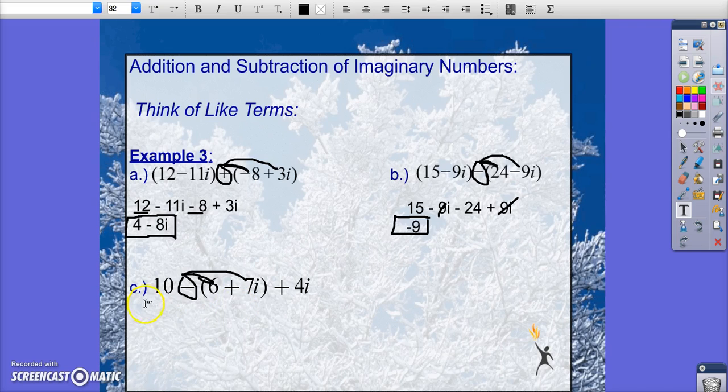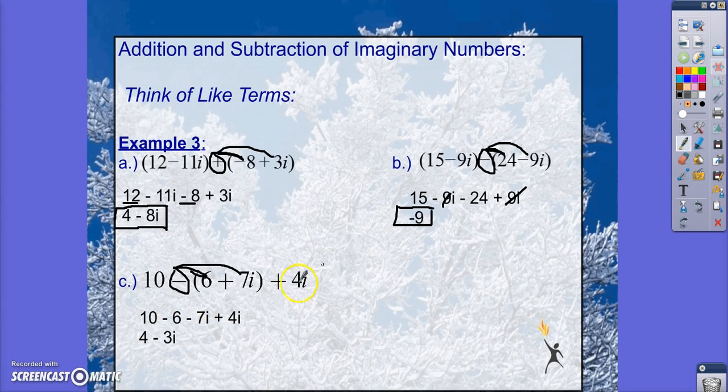Don't forget to distribute those signs out front. And we simply combine like terms. 4 minus 3i is my final answer. So I think these are pretty easy. All right.